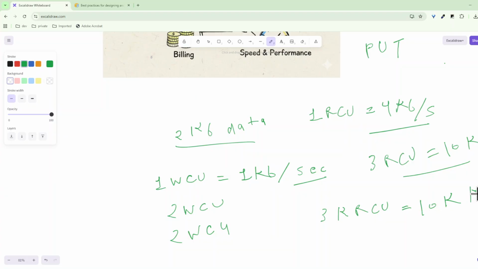Is there any other way to handle it instead of handling it at the application layer? I'll try to cover more problems around it in the upcoming videos. This was just initial information about what RCU and WCU are, how they work, and all those things.